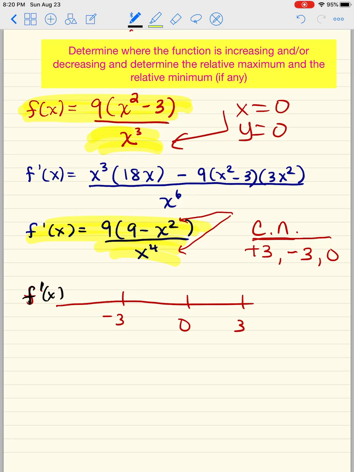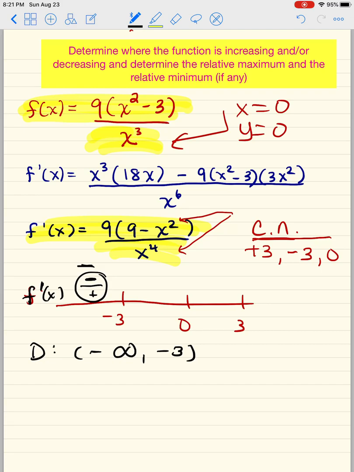Well, in the numerator, negative 4 will give you a negative, right? Because 4 squared or negative 4 squared is 16. 9 minus 16 is negative, okay? And in the denominator, I have a positive. So anything to the fourth power is positive. So this here will give me a negative. Therefore, it's decreasing from negative infinity to negative 3.